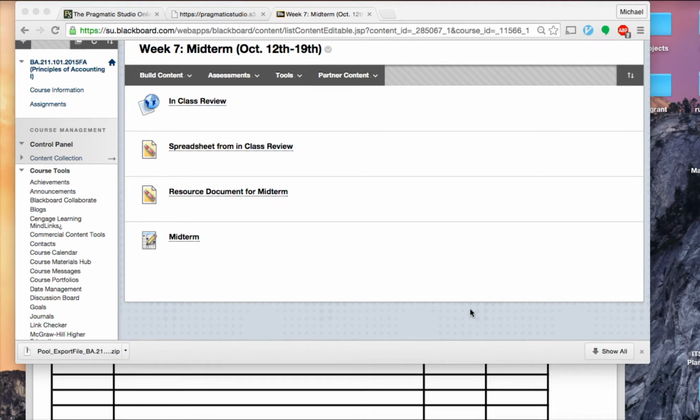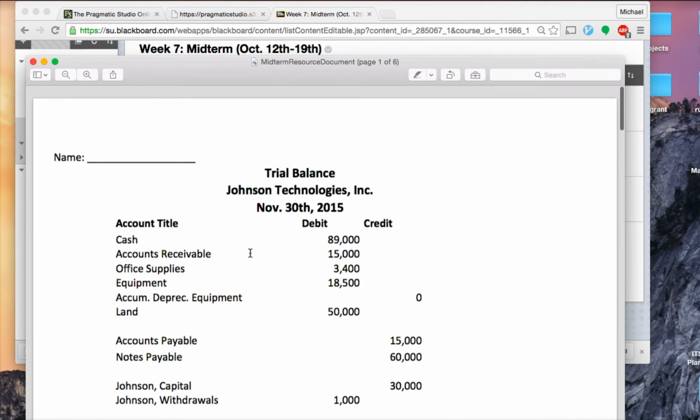So this is going to be the midterm. This is in the week 7 folder of your Blackboard assignments area. And you'll see here the in-class review that we did today. That's the YouTube video of that. Then here's the completed spreadsheet from that same class. And then the two items for the midterm are going to be your resource document right here and the midterm itself right here. So this is what the resource document looks like.